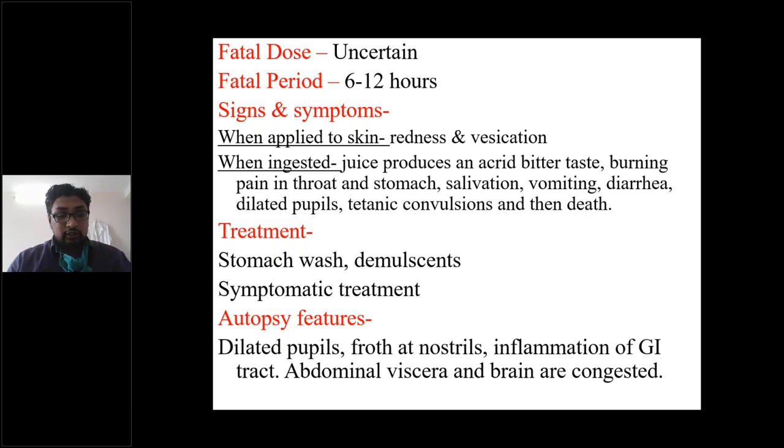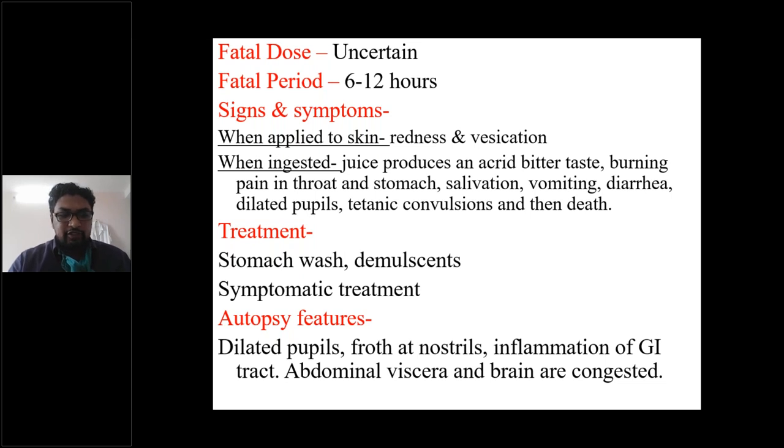Treatment is a routine gastric lavage or stomach wash, and then we can use demulcents in order to prevent absorption or as soothing agents. And then we can give symptomatic treatment for vomiting, diarrhea, and burning pain in the stomach. So we will give symptomatic treatment for all the symptomatology caused by this poisoning.